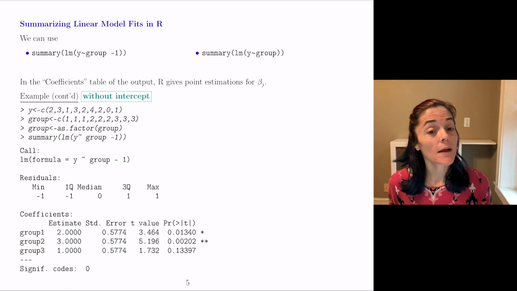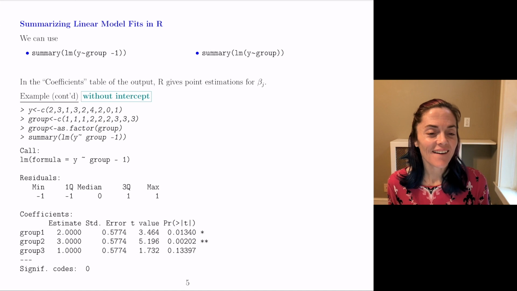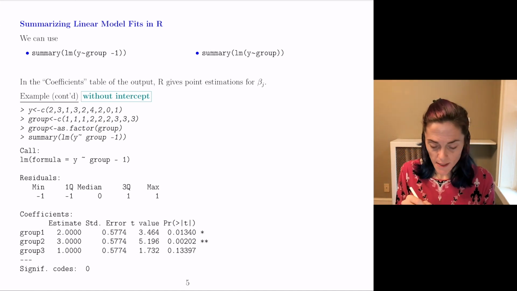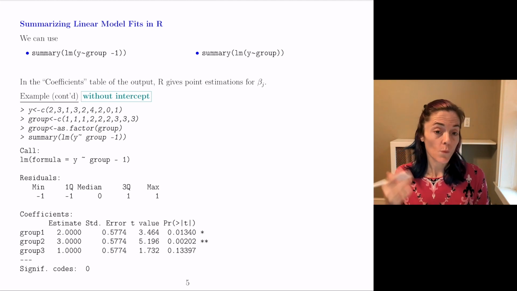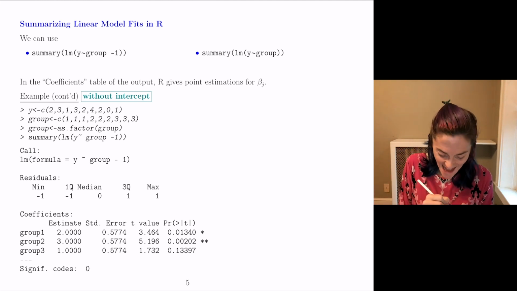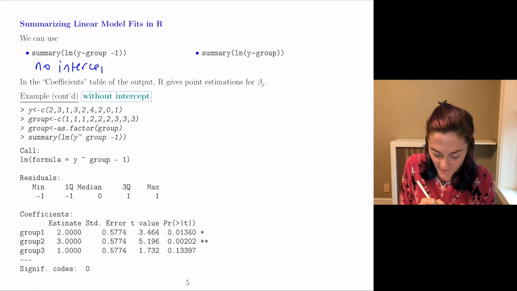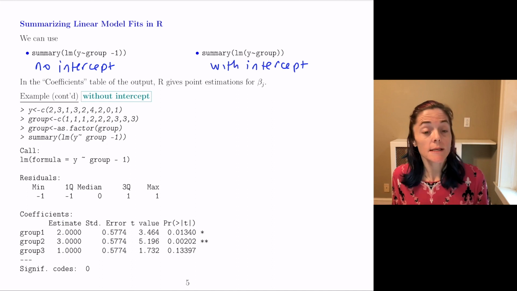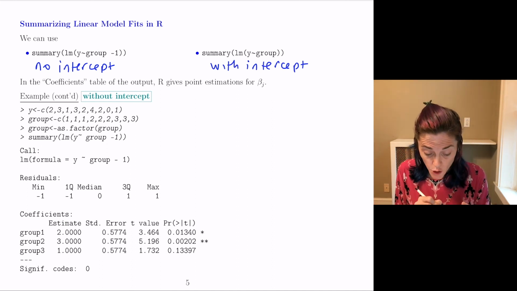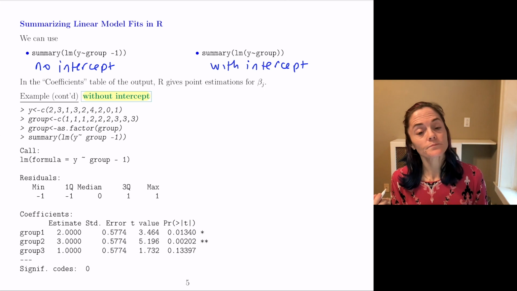Next, I want to talk about linear model fitting in R. We can use these two commands depending on which version of the linear model we want. This -1, as before, is with no intercept. And this is the default, with the intercept. And here's just this example. I first show without the intercept.